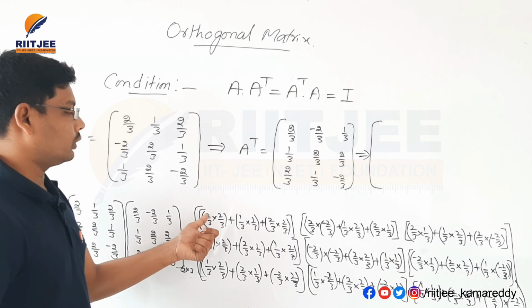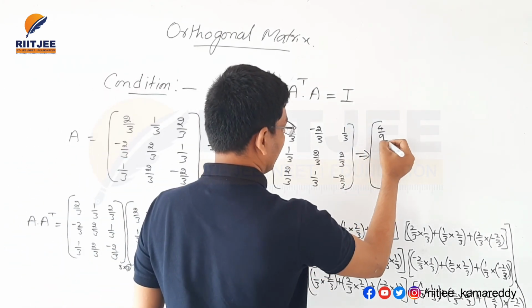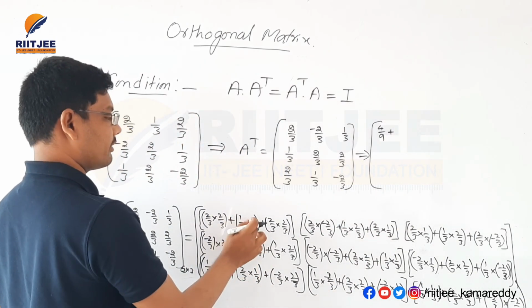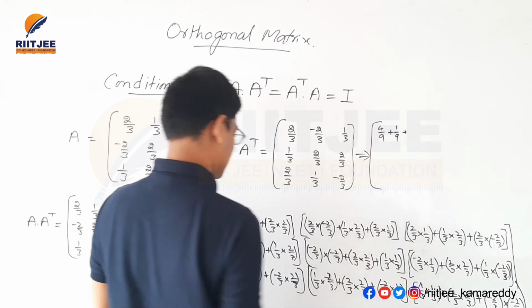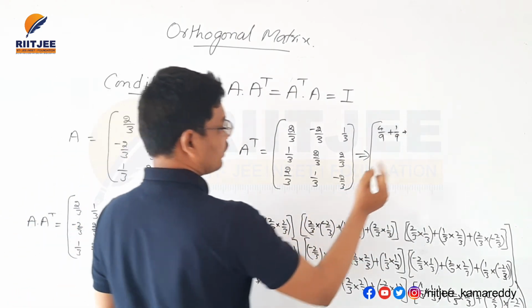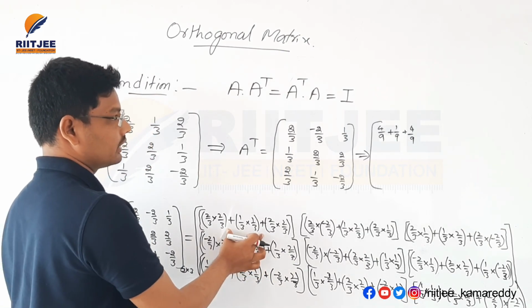Next, 2 2 ja 4, 3 3 ja 9, 4 by 9 plus 1 1 ja 1, 3 3 ja 9, 1 by 9 plus 2 2 ja 4, 3 3 ja 9, 4 by 9. This is all about A11.